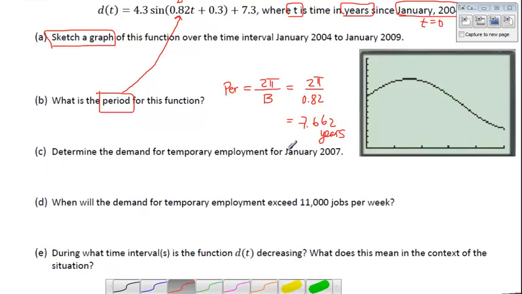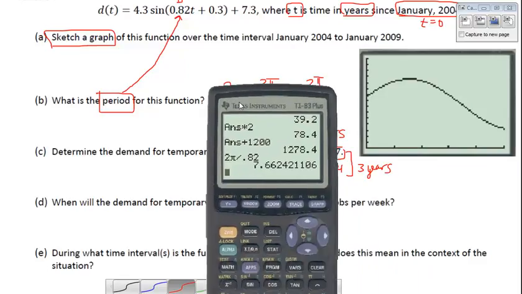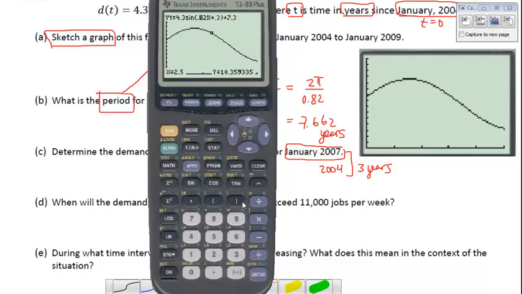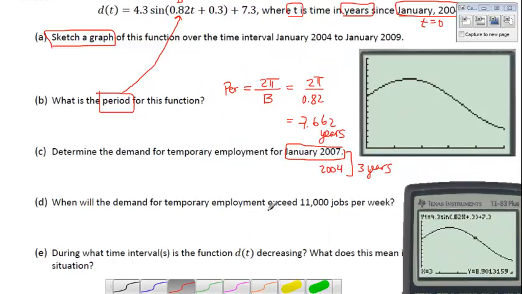Determine the demand for temporary employment for January 2007. So January 2007, that's going to be exactly 3 years since 2004. So I'm looking at 3 years. Since this is already graphed, just hit trace to x equals 3, and this is going to be the answer. So demand d of 3 equals 8.901.